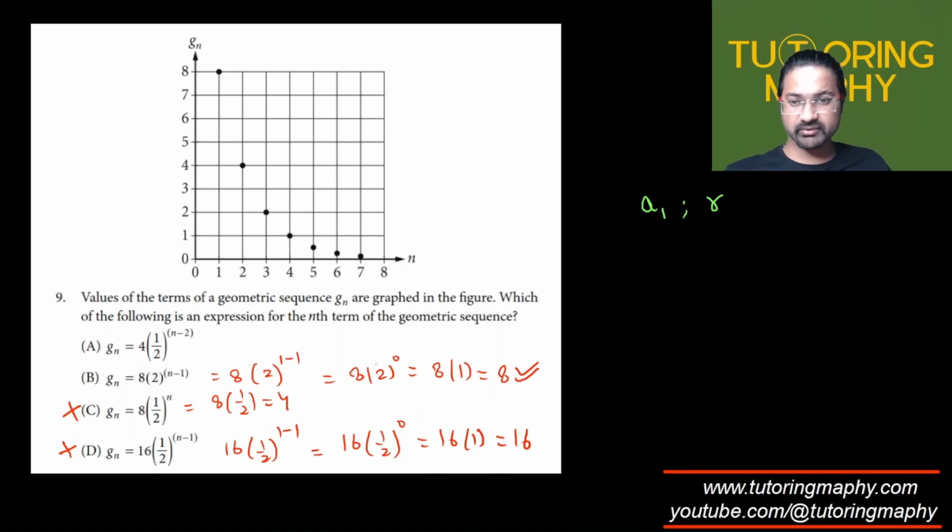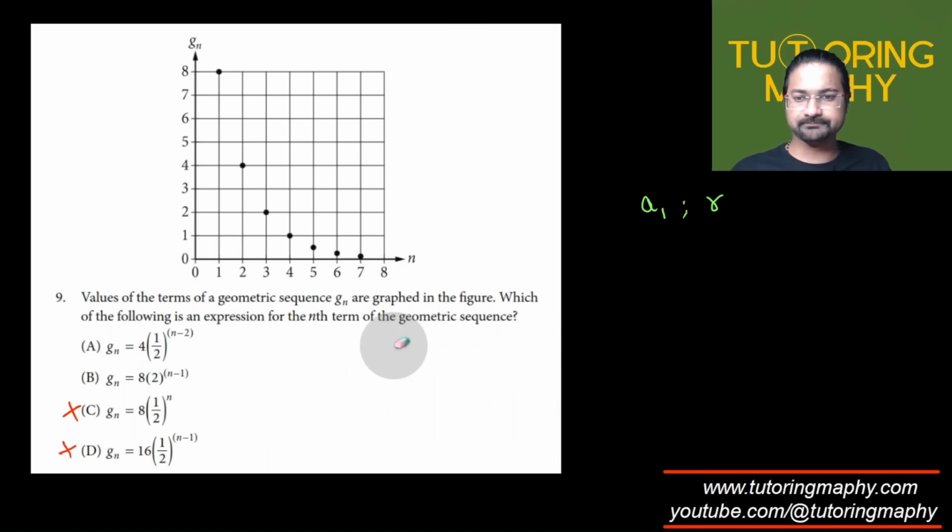So this is possible. And if I put 1 over here, actually that is also possible, because this will become 4 times 1 over 2 raised to minus 1, which is 4 times 2, which is just 8 over here. So this is also possible. So we have ruled out two options from here.